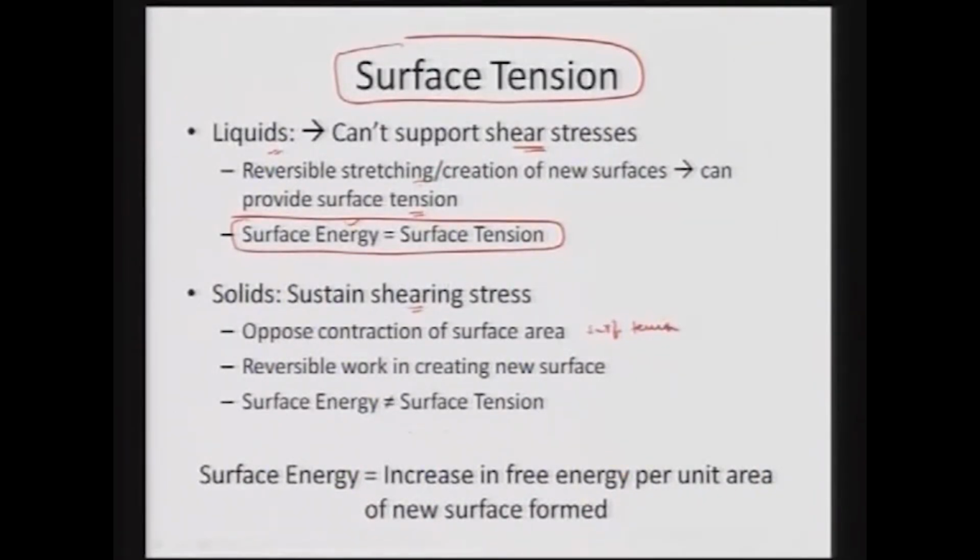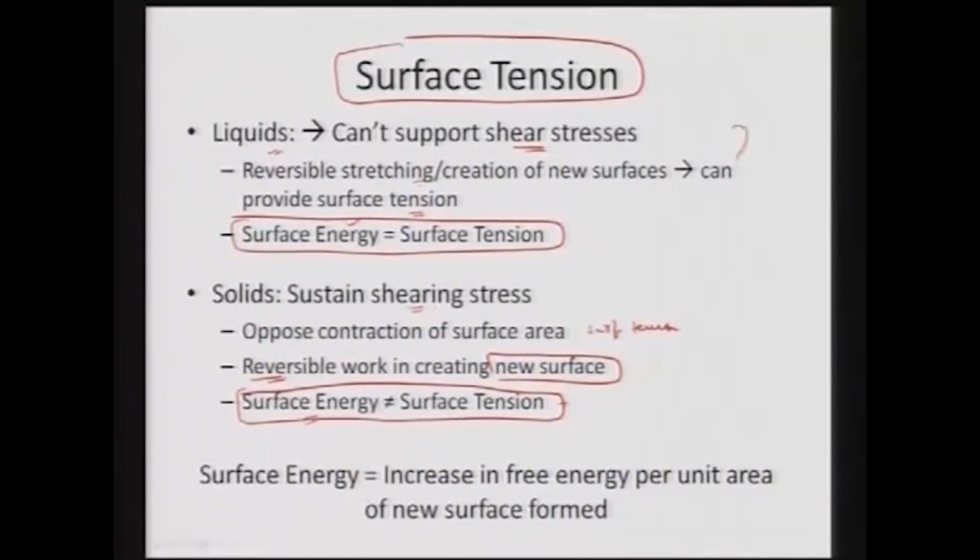So we can define that surface tension in solids is equal to reversible work in creating new surface. In this case, surface energy is equal to surface tension plus some extra term in terms of changing the surface tension with respect to the strain which is being generated. So in case of solid, the surface energy is not equal to surface tension.